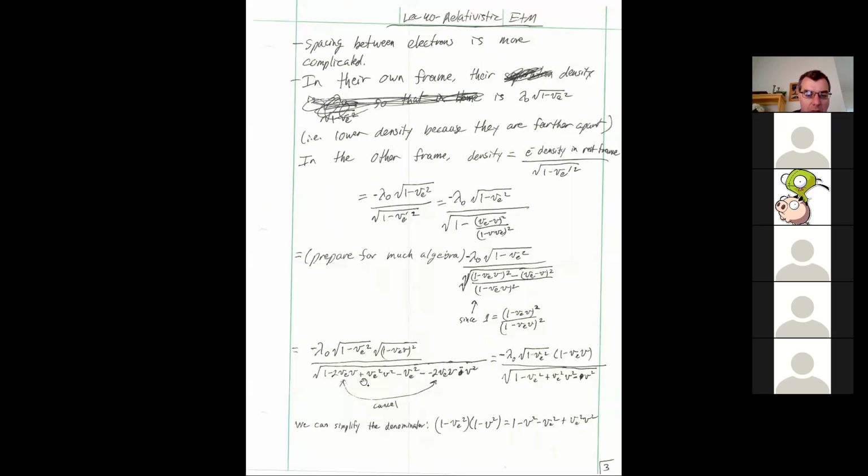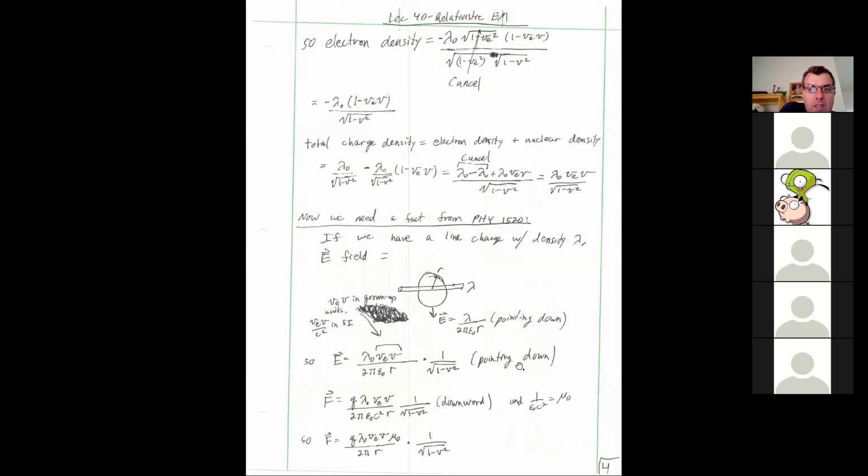Then down on the bottom, we've got a whole bunch of mess. And we get a few things that cancel. And after we cancel those things, we find that the denominator can be written as the square root of this product. And one of the factors in this product shows up top. So we can cancel something. And so we eventually get this. We get that this is the density of the electrons in the frame of the test charge. And then we add to that the density of the positive charges, because we want to calculate the total charge density.